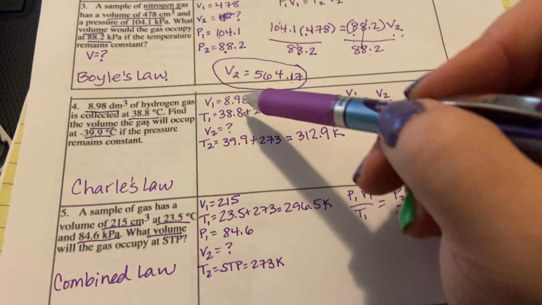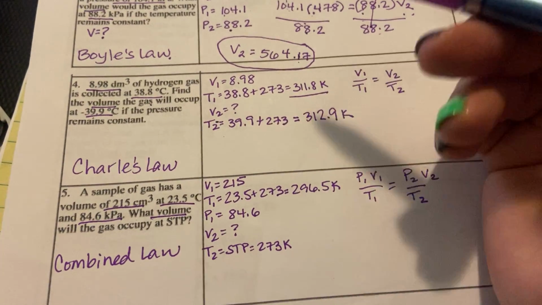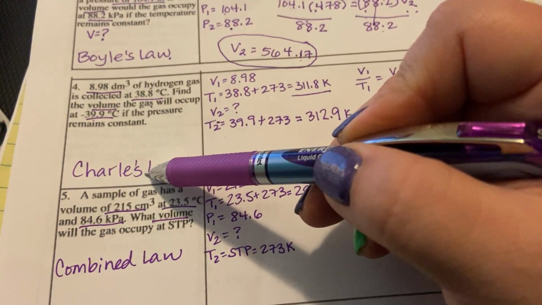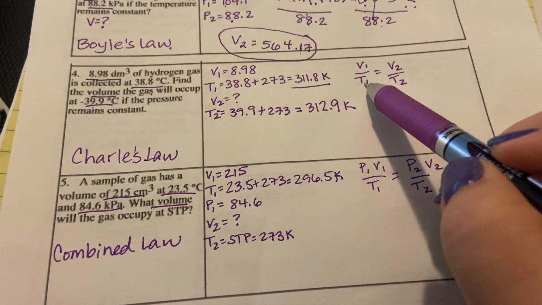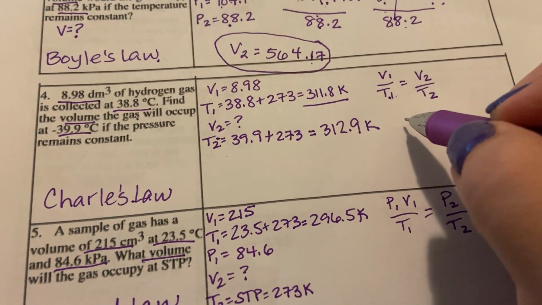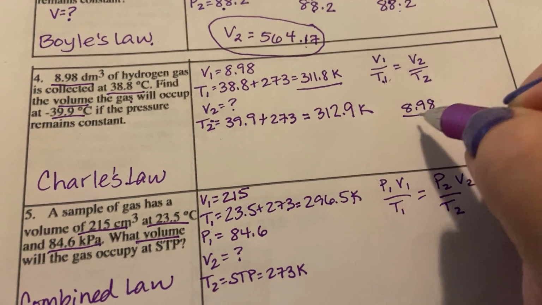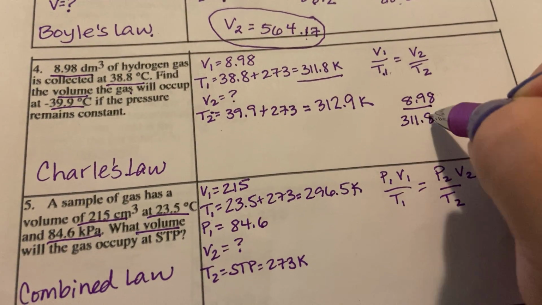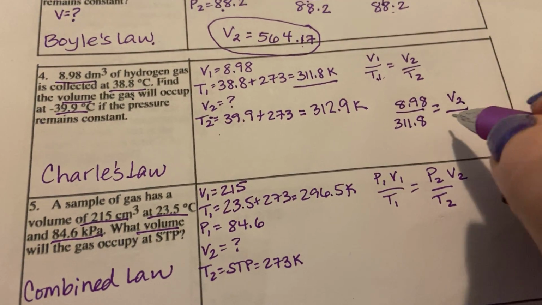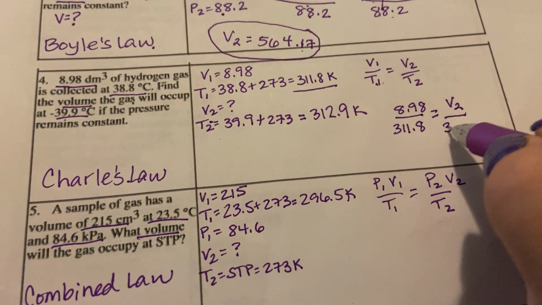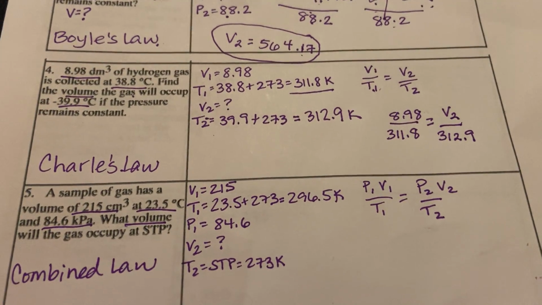Okay, number 4, I've written out everything I know, and since it's dealing with just volume and temperature, I look at my reference tables and I know that that is Charles' law. Okay, this is the only formula that deals with just volume and temperature. Okay, so volume 1, 8.98 over temperature 1, which I converted to Kelvin, equals volume 2 over temperature 2, which I also converted to Kelvin, so 312.9. Okay, now how am I going to get out of this one?